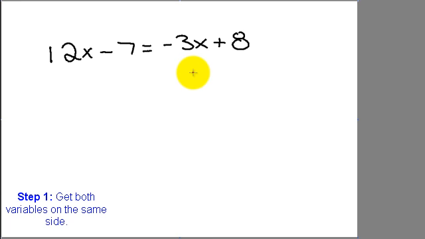And I know if I want to move it, I would want to do the opposite operation. So in this case, I would add it. So that would make this all positive. So that's going to be the one I choose to move. And again, you should end up with the same answer no matter what way you do it.